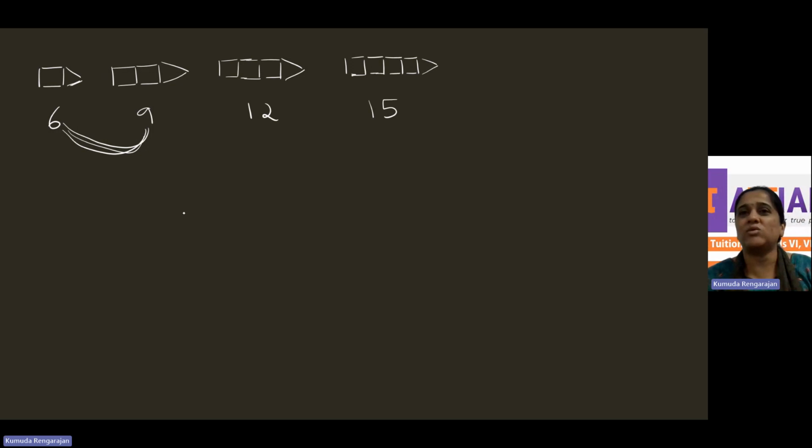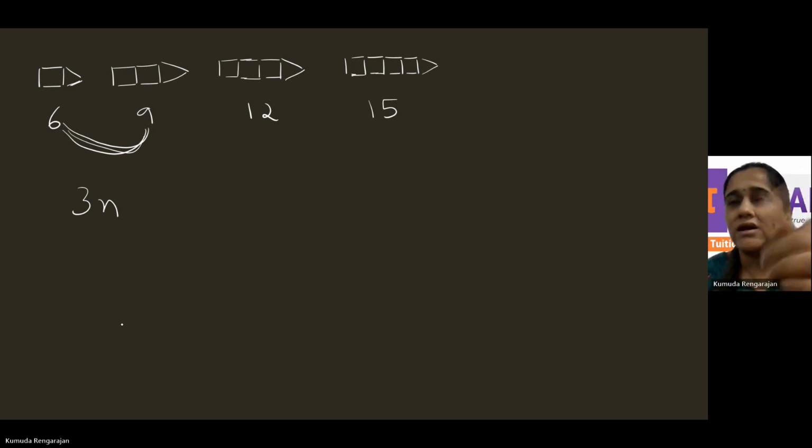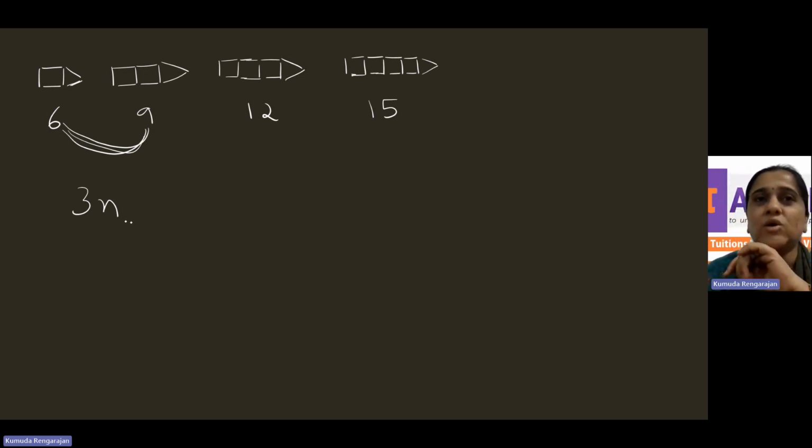How did she write this? I don't know. Not like that. How was this explained to you? I'm saying first find the difference. 3. Then I said put n, meaning 3 into n. Yes or no? First step difference and then multiply that with n. So 3n. Now you know that you should add something or subtract something. Or maybe it is 3n only. See, all this you should recall when you're practicing at home.